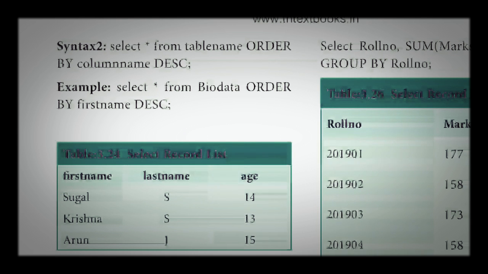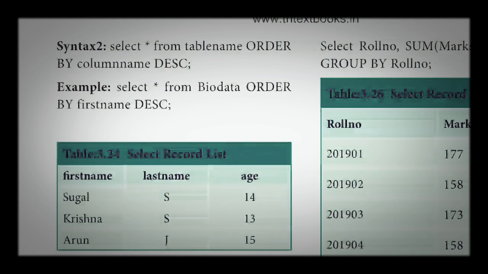Next command, syntax 2: select star from table name, order by column name DESC. So select star from table bydata, order by first name DESC, which means decreasing order. Starting from the bigger value, it will keep on moving to the lesser value. So order by decreasing value.